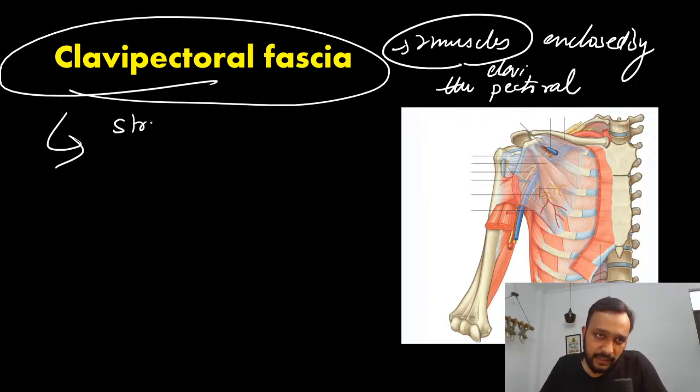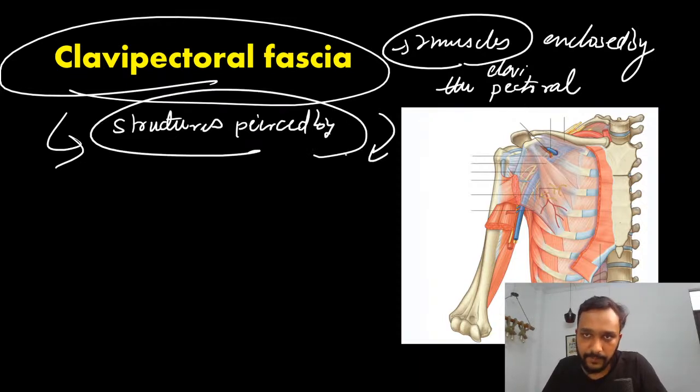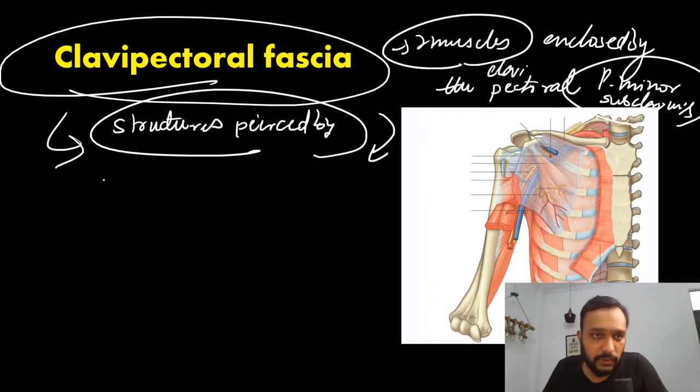Okay, and what are the structures which are pierced by this clavipectoral fascia? It is not pectoralis minor and major, it is pectoralis minor and your subclavius muscle. These are the two muscles, the structures which are going to be pierced by this clavipectoral fascia.